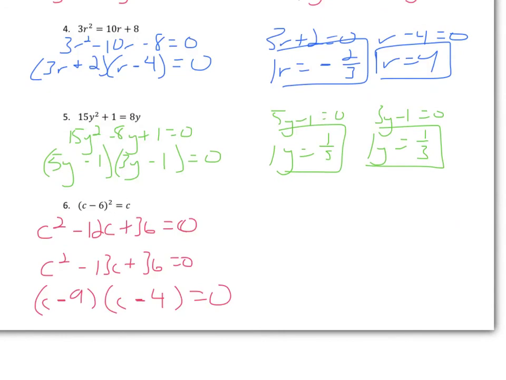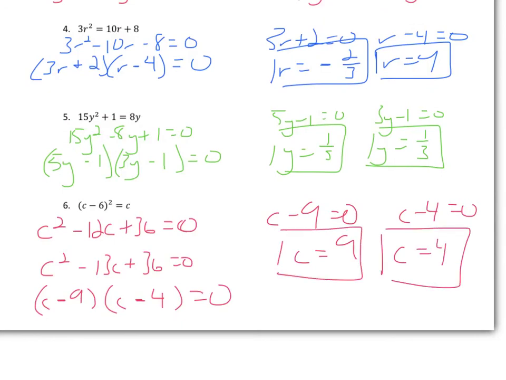Okay. So to finish this up, I've got c minus 9 equals 0, c minus 4 equals 0, c equals 9, c equals 4. Those are both solutions. Okay, so get to the zero product rule, set them equal to 0, and solve. Make sure you factor completely, and you should be good.